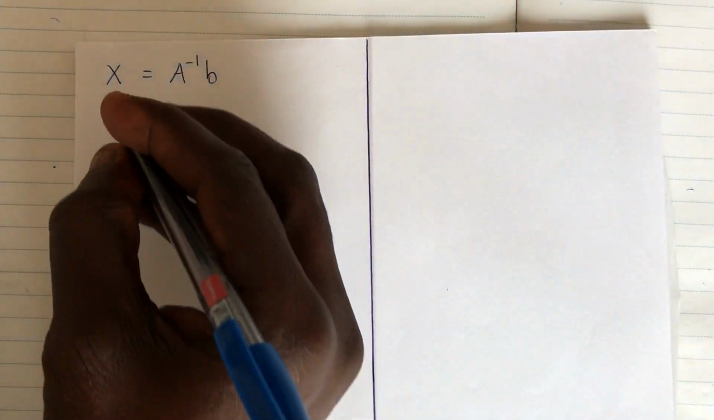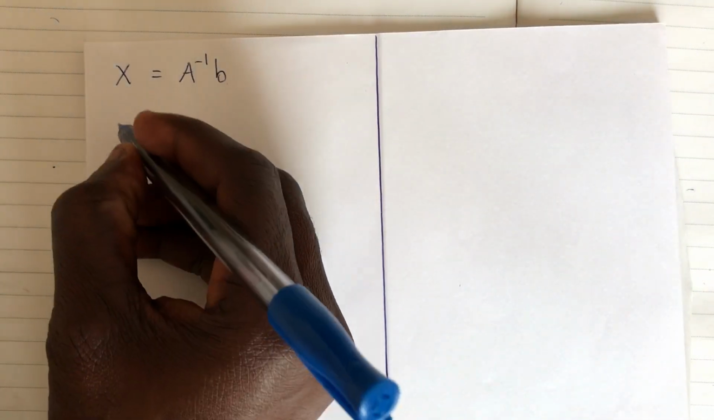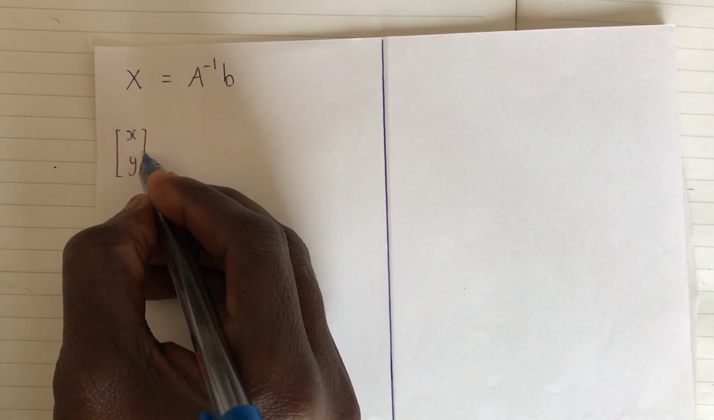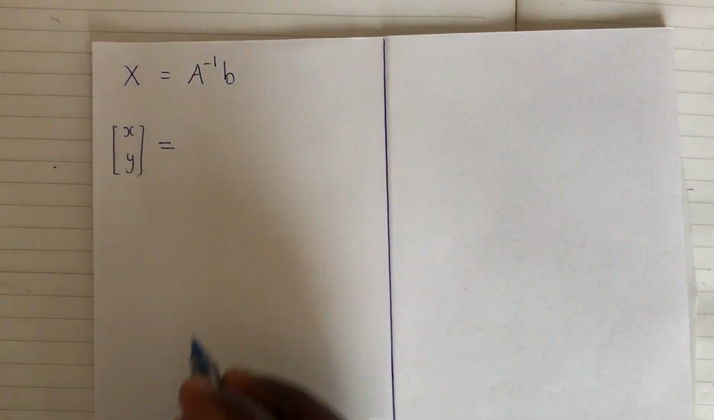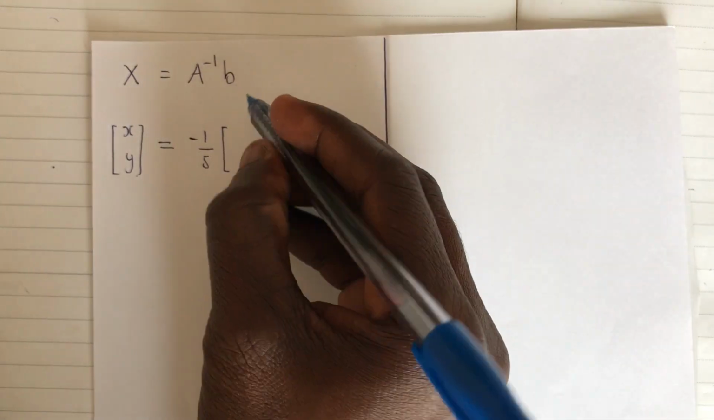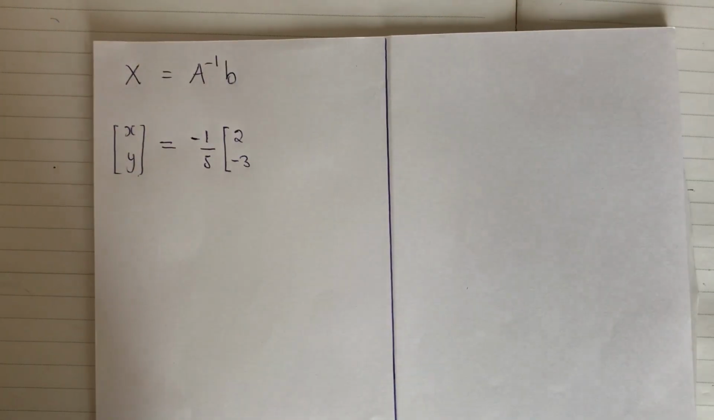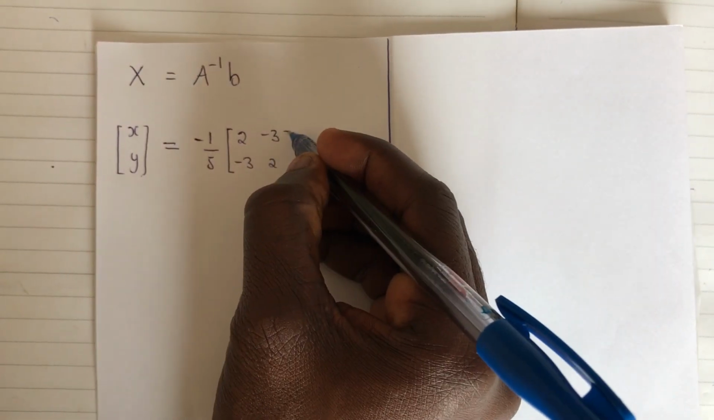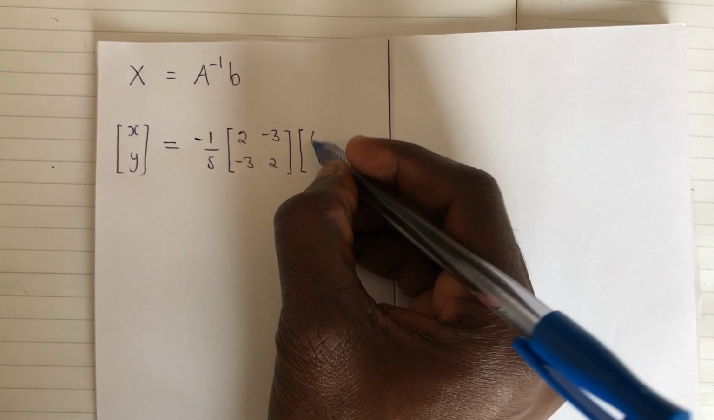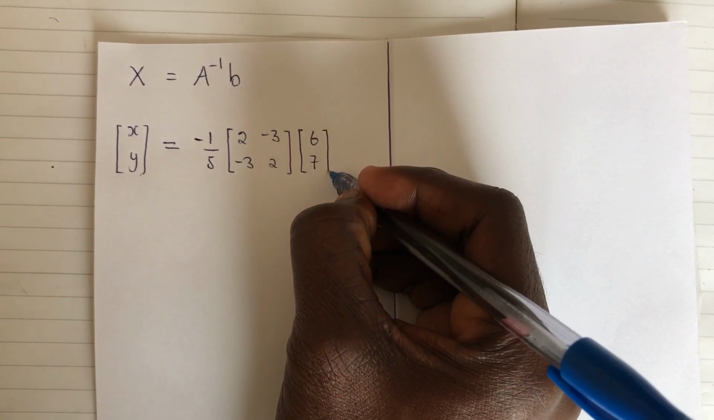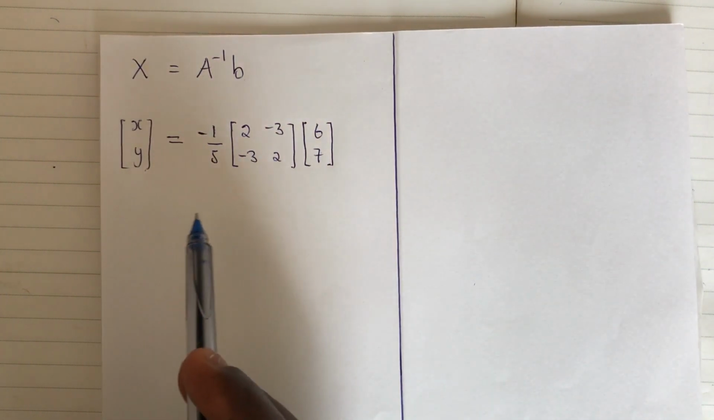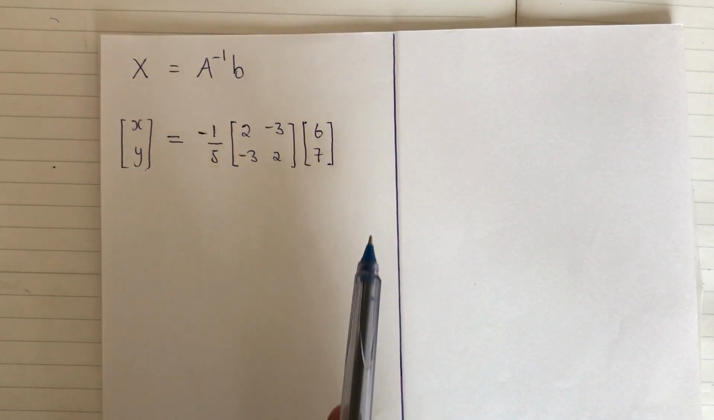So let's do that. We have our X standing for x and y. So I have x, y here being equal to A inverse, negative 1 over 5, multiplying 2, negative 3, negative 3 and 2. That was what we got. Use this result to multiply B, and B is also 6, 7. So now you see, that is what we have gotten. So now we can use this to multiply this. And when we finish, we use the negative 1 over 5 to multiply through.